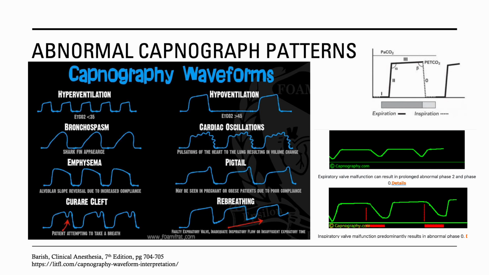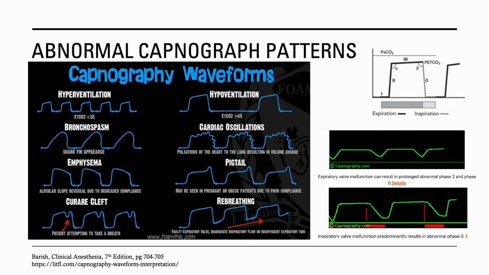Emphysema also is sort of an opposite sort of look. There's a bit of a downslope of phase 3. Cardiac oscillations are a normal part of physiology that represents the slight movement of CO2 in and out of the trachea with every heartbeat. And 2 others that appear frequently on tests I've included on the bottom right side.